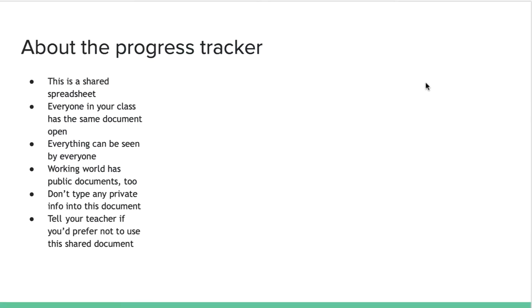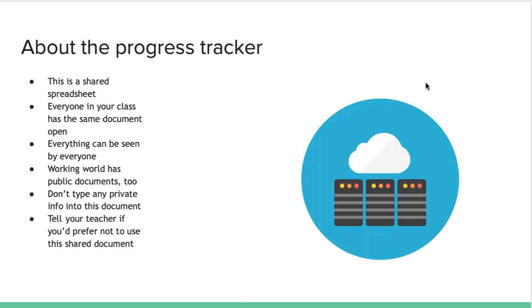Let me say a couple of words about the Progress Tracker before we get started. First of all, I'd like to note this is a shared document. Everyone in the class has got the same document open at the same time, which means everyone can see what everyone else is typing. This is not meant to be a private document for you to collect your own progress. This is public and shared by all the students in the class. Don't put anything on here that you don't want other people to be able to see.